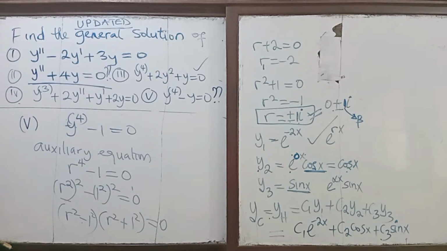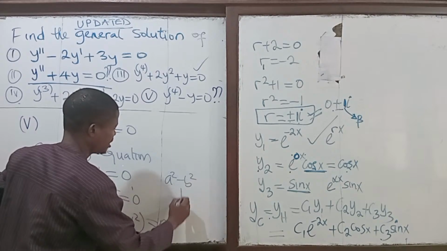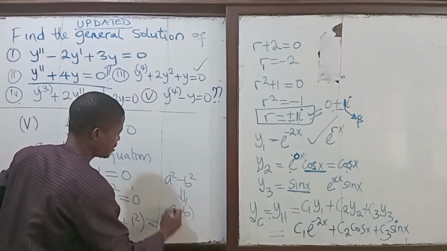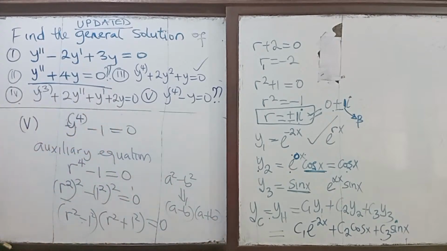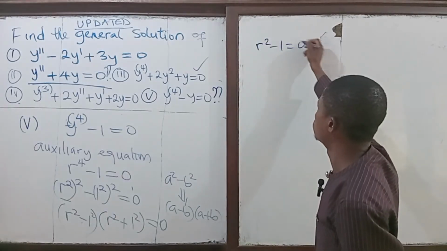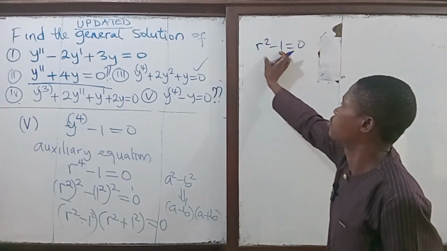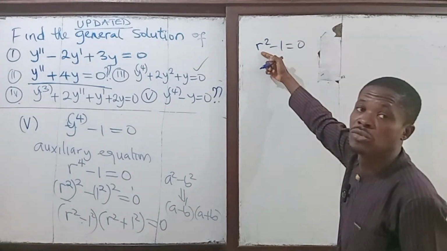Note a squared minus b squared is going to give you a minus b times a plus b. The same thing I apply also. Try to make this one a multiple, make this one also a multiple. Equal to 0, r squared plus minus 1, and this also is a difference of two squares, because this one is a multiple, this one also is also a multiple.